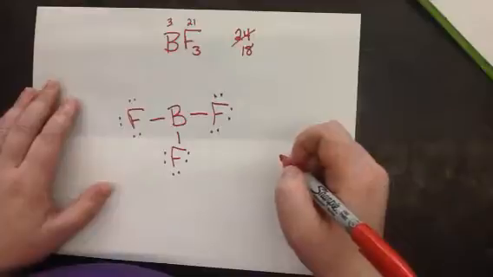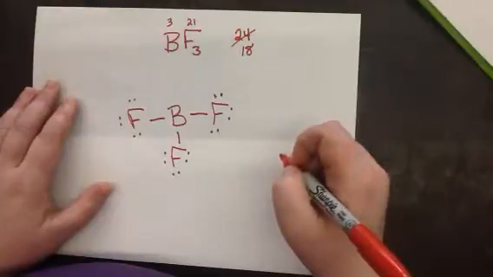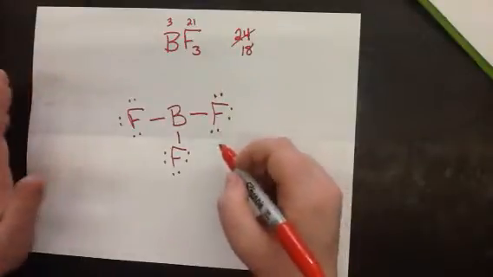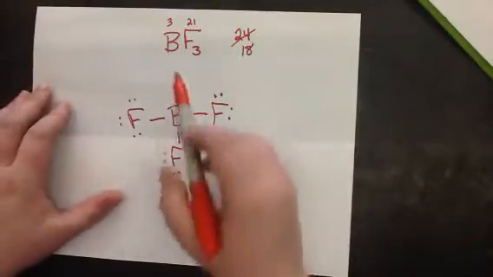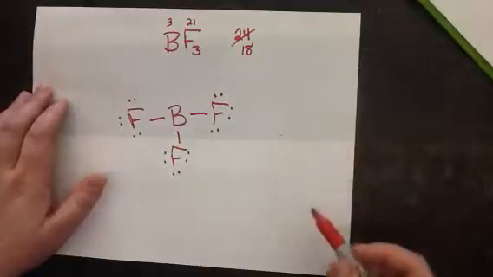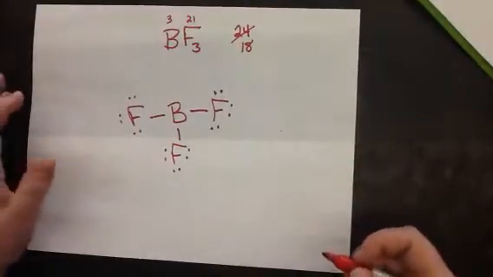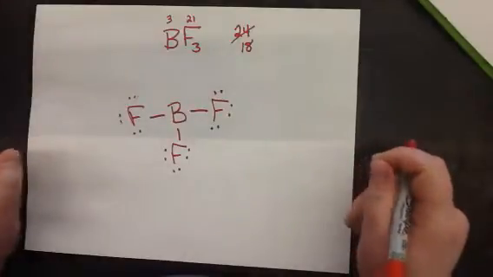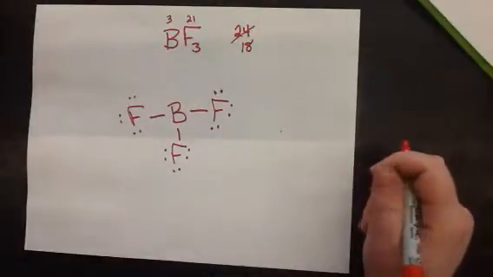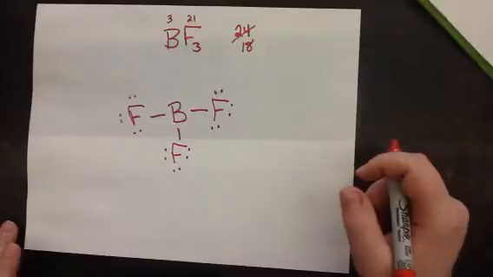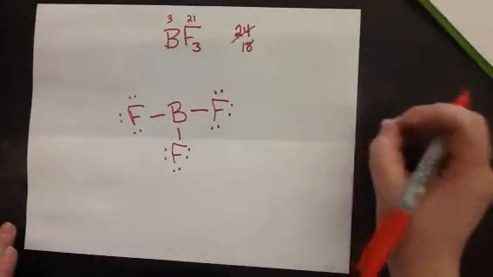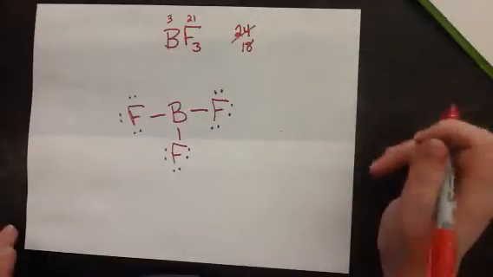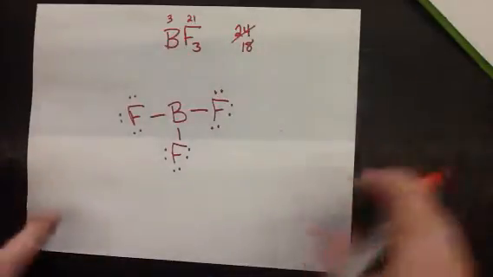Alright, now usually we would try to rearrange this so that everything has 8, and we could do that. However, in this case, boron only has 3 valence electrons. It only wants to form 3 bonds. So this is our final dot diagram for this molecule. The boron is one element that commonly does not obey the octet rule because it only has 3 valence electrons to start with.